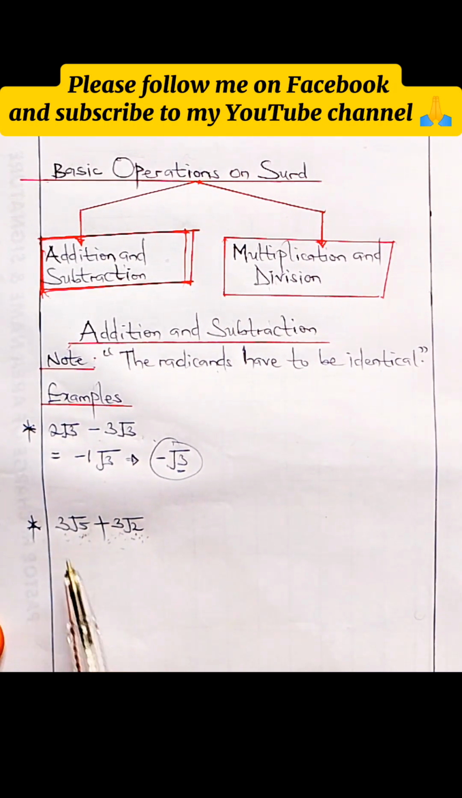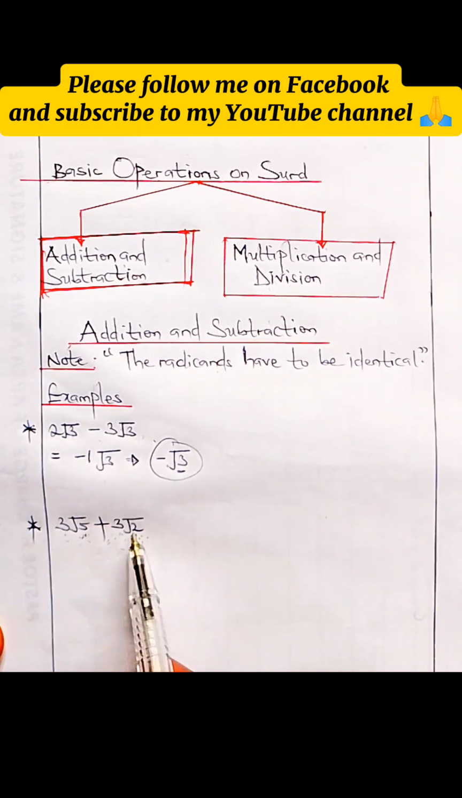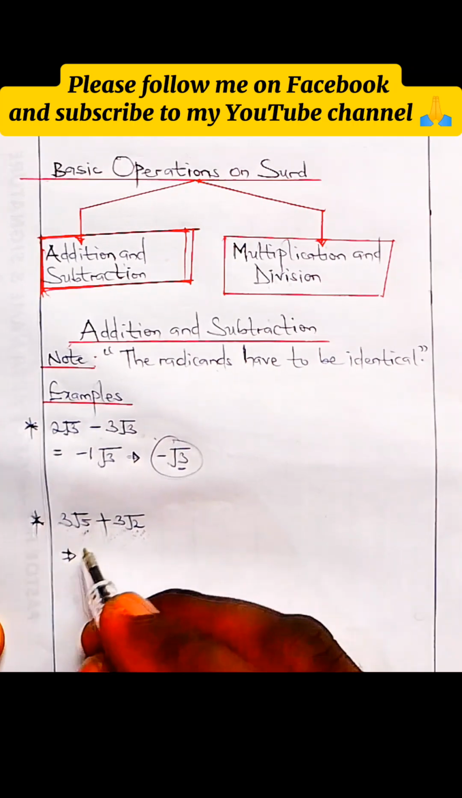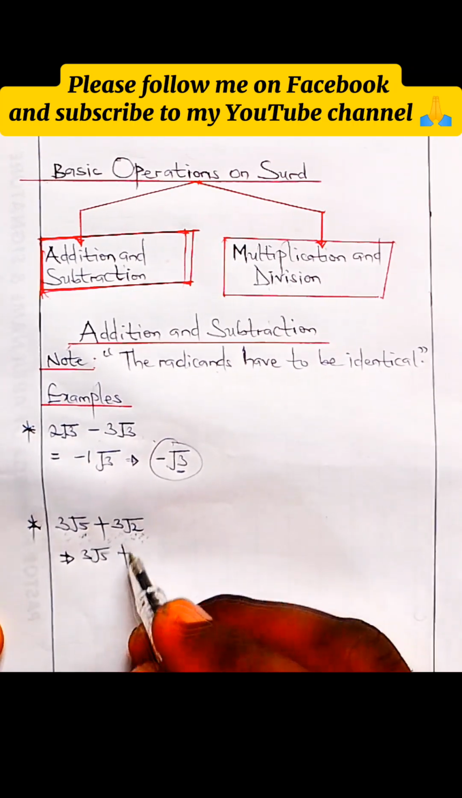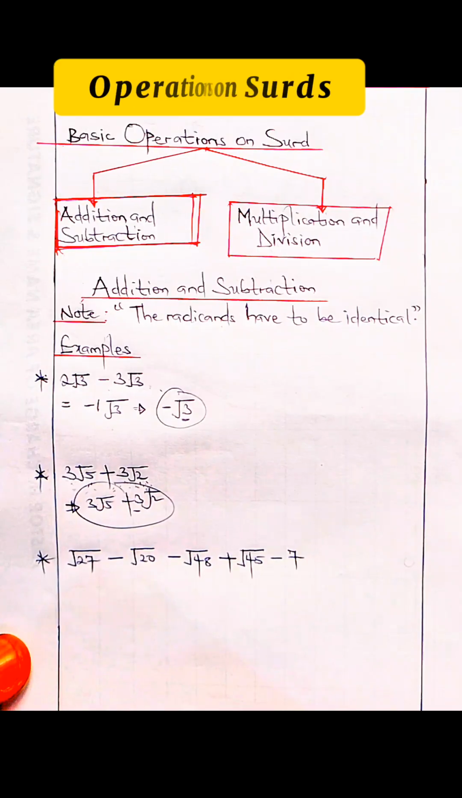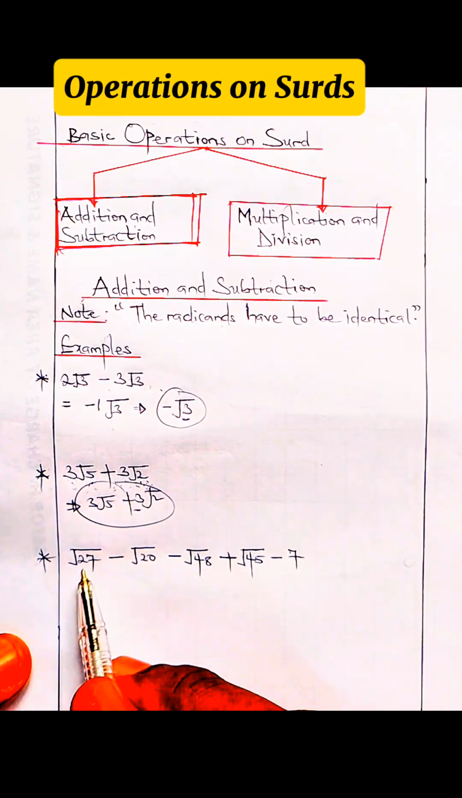The only thing we can do here is to factorize. There's no way we can combine this together. So 3 root 5 plus 3 root 2 will still give us the same thing: 3 root 5 plus 3 root 2. There's nothing we can do. That's the final answer.